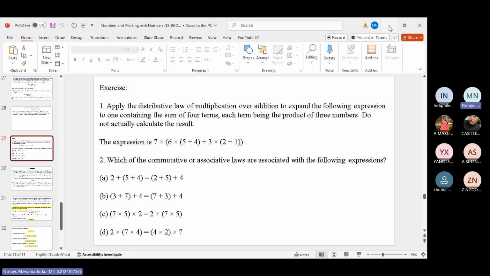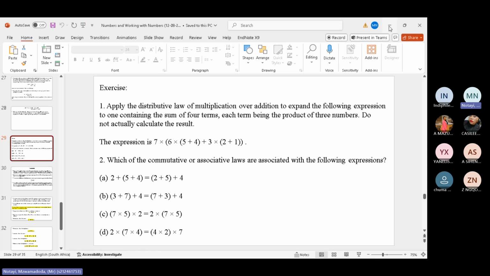So let me give you a big hint. If you remove the 7 times that is outside the brackets, you are only left with 6 times 5 plus 6 times 4 plus 3 times 2 plus 3 times 1.